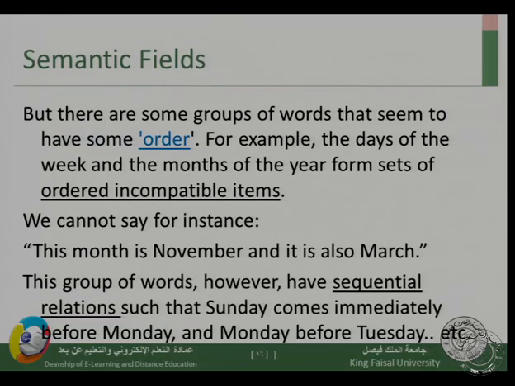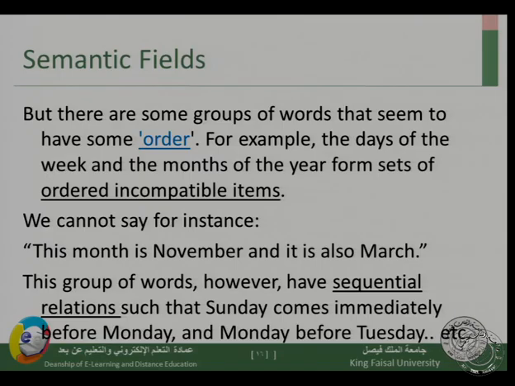There are, of course, cases where it is very easy to order the items of a semantic field. So we say these groups of words are ordered. So, for example, the days of the week, it's easy to order the days of the week, and also the months of the year, and so on. So these, we say, form sets of ordered incompatible items. So they are incompatible, as we said. We can't use them to describe the same event or the same thing at the same time. They are incompatible, and they are also ordered.